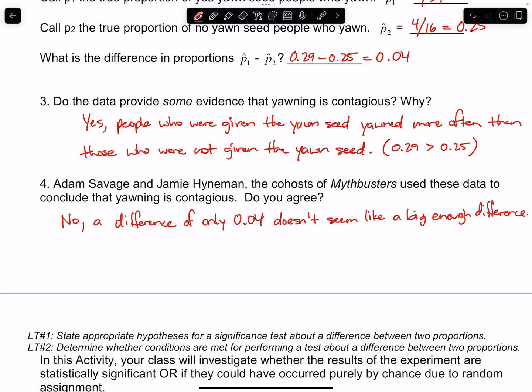And if it had been higher, right, if I had gotten much, much higher, closer to 1, then I'd probably be like, wow, that's pretty convincing there. But the fact that these percentages were so close together, yes, there was a small difference, but it wasn't very big. And at that point, it could have just happened purely by random chance.